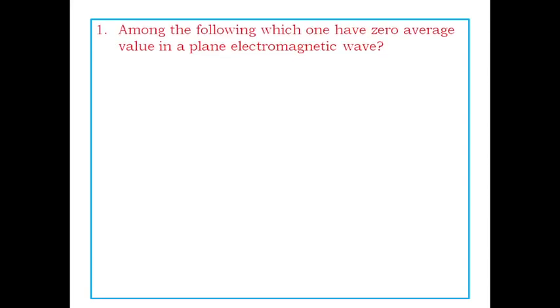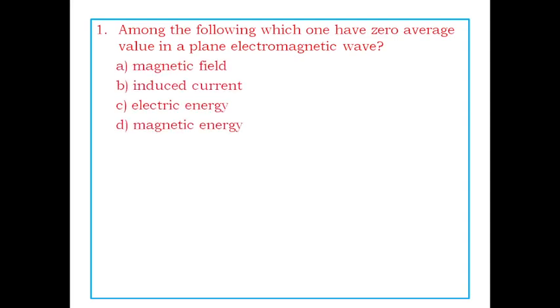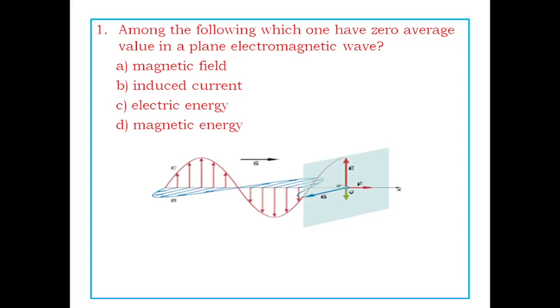Now let's begin with the first question from this video. Among the following, which one has zero average value in a plane electromagnetic wave? So in the electromagnetic wave, which field or which option will have a zero average value? That's the question. It's a simple one.